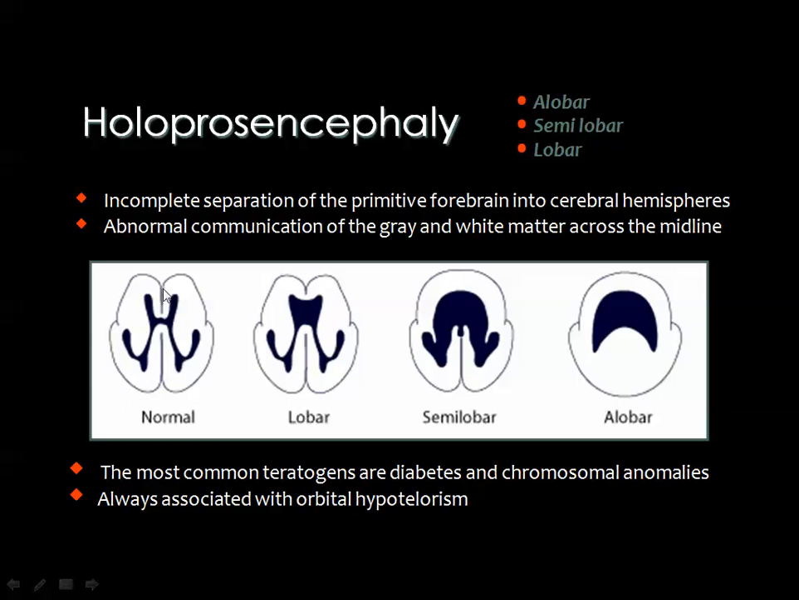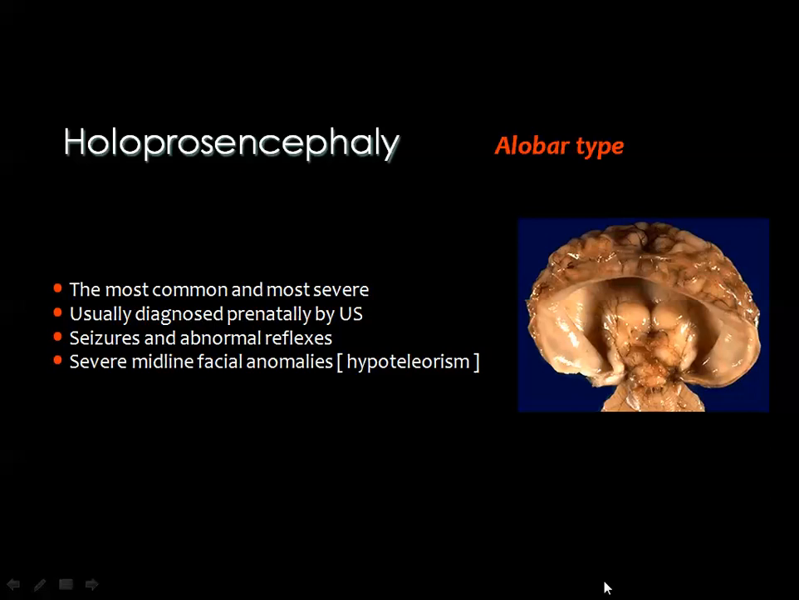you can see the interhemispheric fissure, and you see each lateral ventricle is separated from the other by the midline structures. Then this is the alobar type, as I have said, the most common and the most severe type of holoprosencephaly. It is usually diagnosed in utero by ultrasound and of course by fetal MRI.